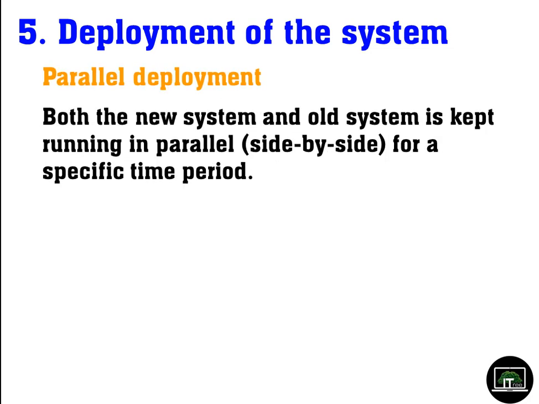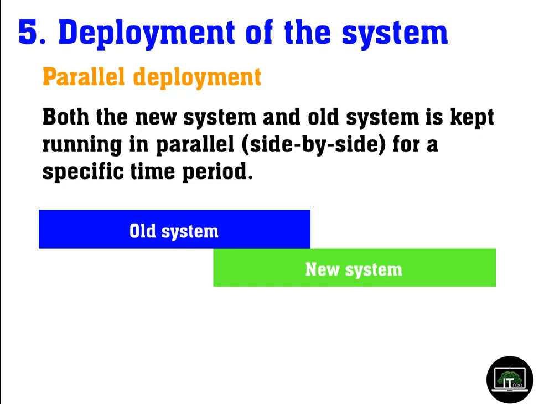The last one is the parallel deployment. This is the best method if we can do it. But unfortunately, it is very difficult to implement because we use both the old system and the new system for a selected time period. This needs more resources, more manpower, more space, more money. But sometimes some systems have to be introduced in this way.